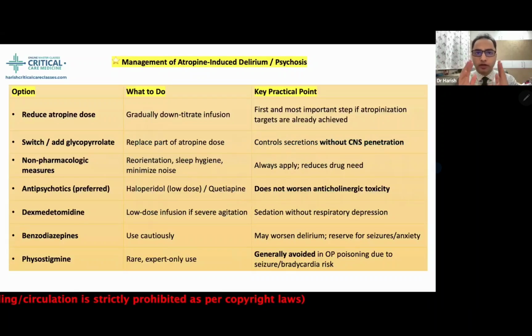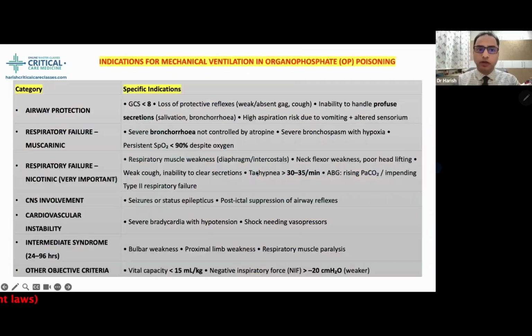So these are some of the strategies you can add on in your management when the patient is having OP-induced delirium or psychosis. Okay. So what are the indications for intubation and mechanical ventilation? For airway protection: loss of protective reflex, GCS less than 8, inability to handle the profuse secretion, high aspiration risk due to vomiting or altered sensorium.